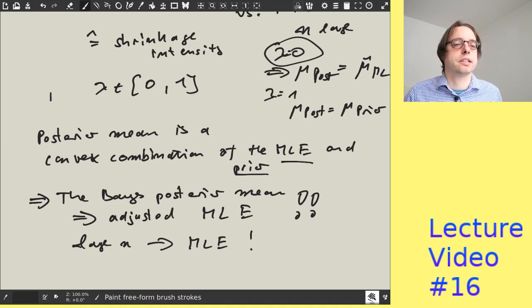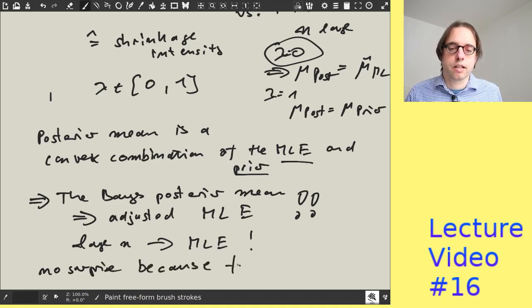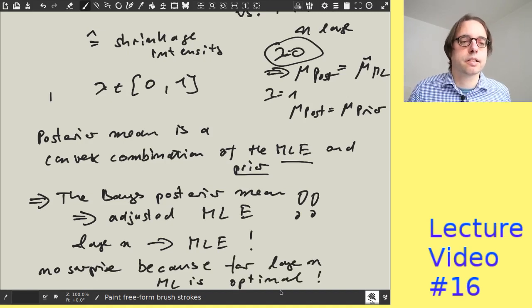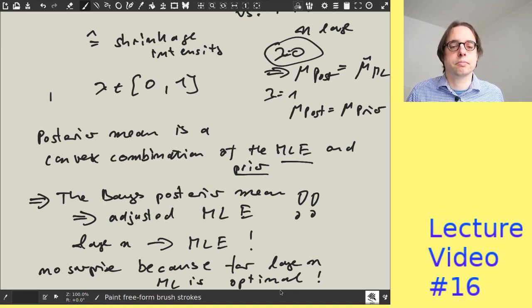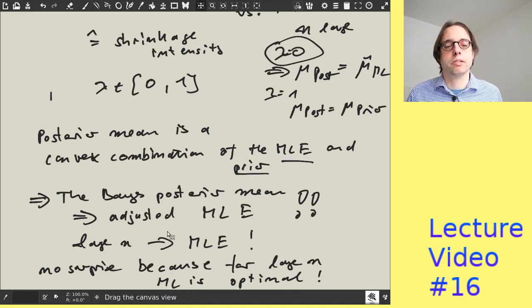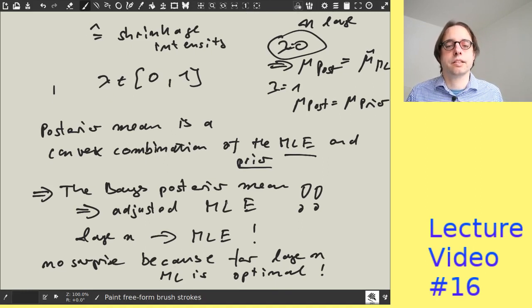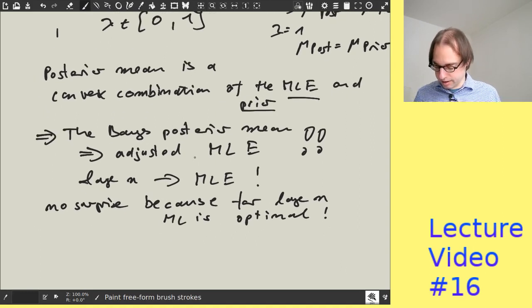And if the sample size is large, then we get the MLE, which is no surprise, because for large n, ML is optimal. So we want the best, and that means, because we want the best for large n, we get the best in this approach. We get maximum likelihood for large n. But for small n, we get something else. And we'll see that for small n, this is the best.